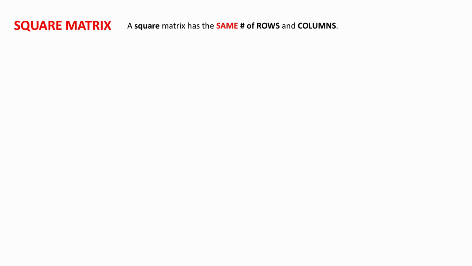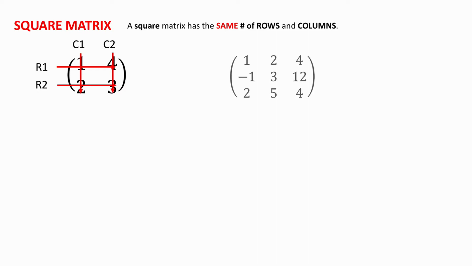Now we will talk about a square matrix. A square matrix is just when the number of rows and the number of columns are the same. So for example, in this matrix, we have 2 rows and we have 2 columns. So they are the same, so this is a square matrix. Another example, we have 3 rows and 3 columns. So this is also a square matrix because the rows and columns are the same.